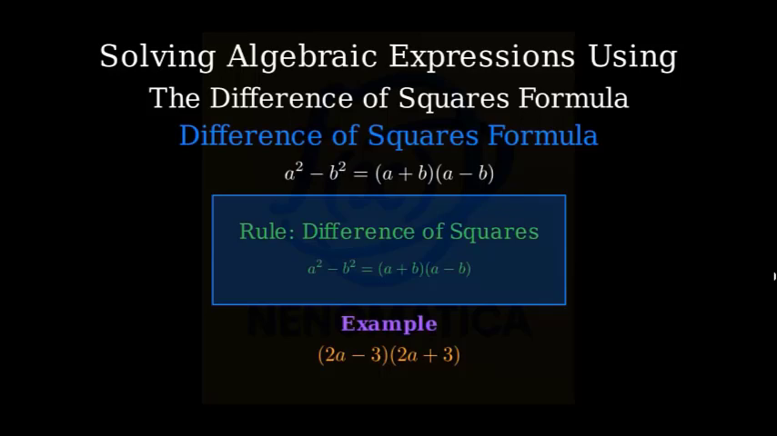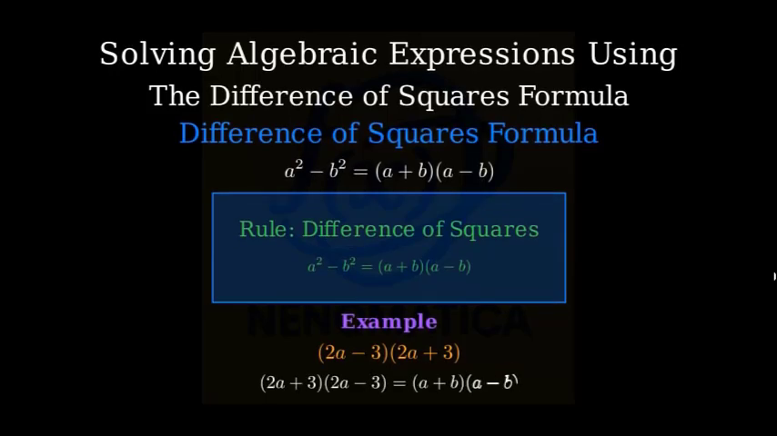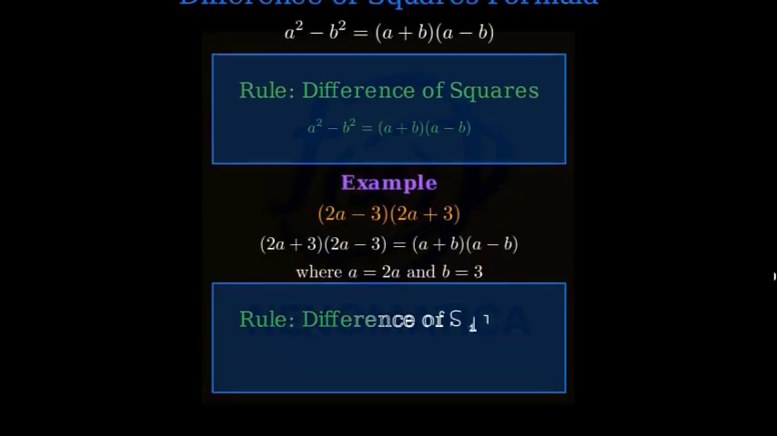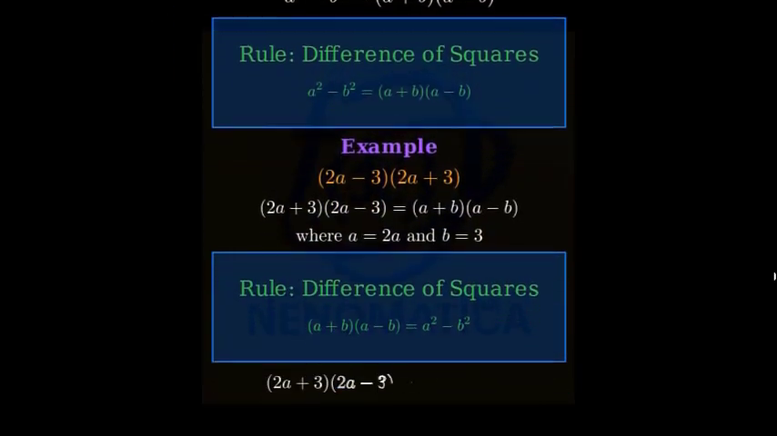We want to find the result of the expression 2a minus 3 multiplied by 2a plus 3. We can immediately recognize this as the factored form of a difference of squares. In this example, we have the pattern a plus b times a minus b, where a equals 2a and b equals 3. According to the difference of squares formula, this equals a squared minus b squared. So we get (2a) squared minus 3 squared.